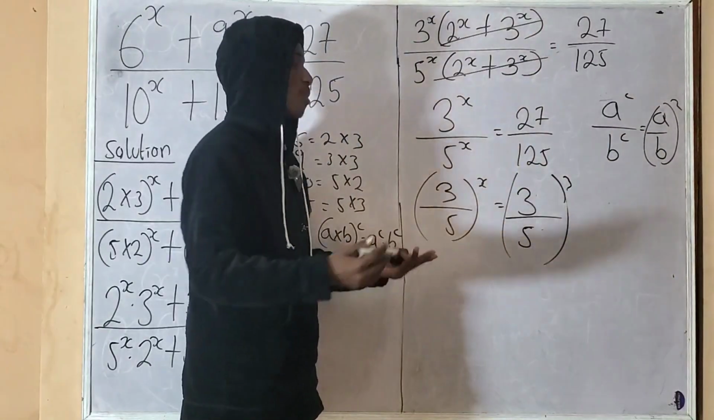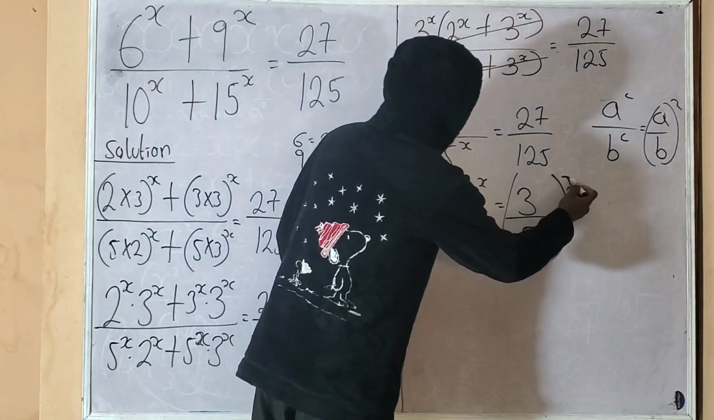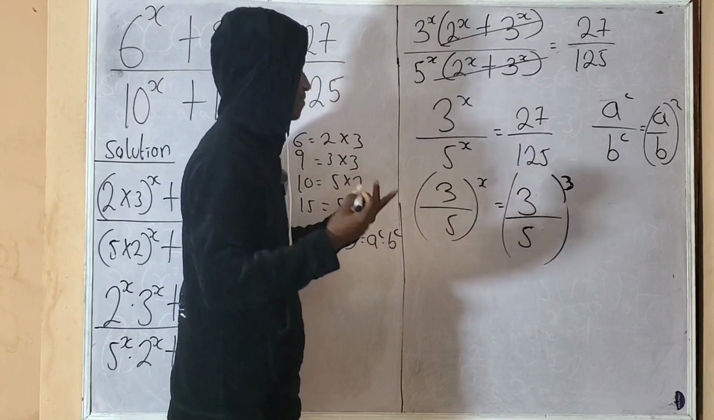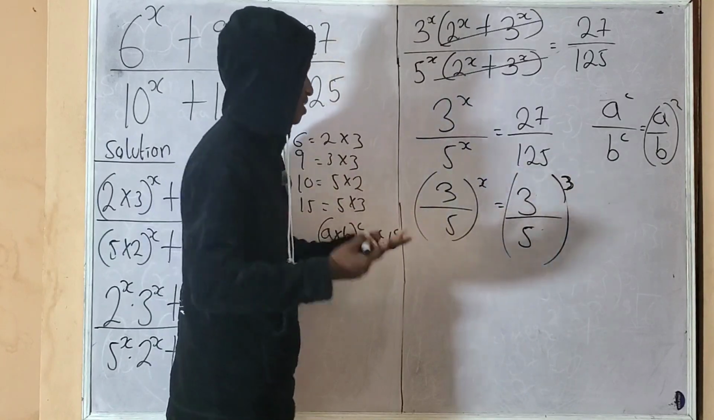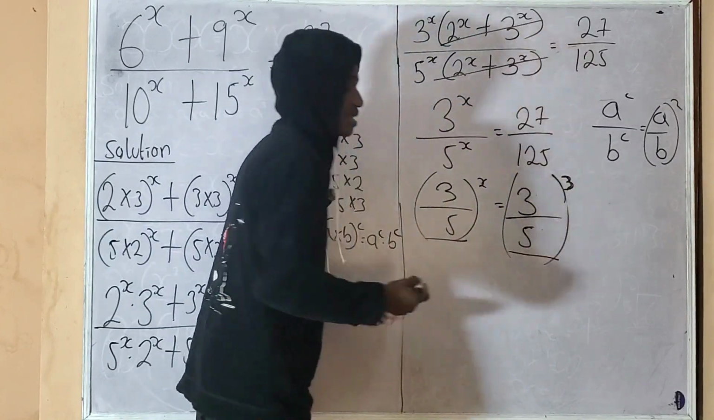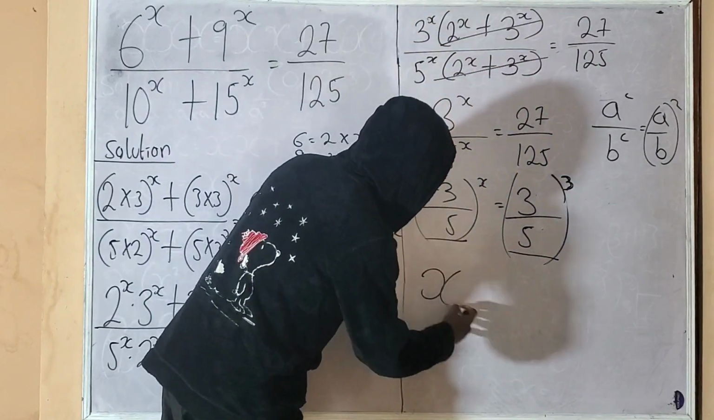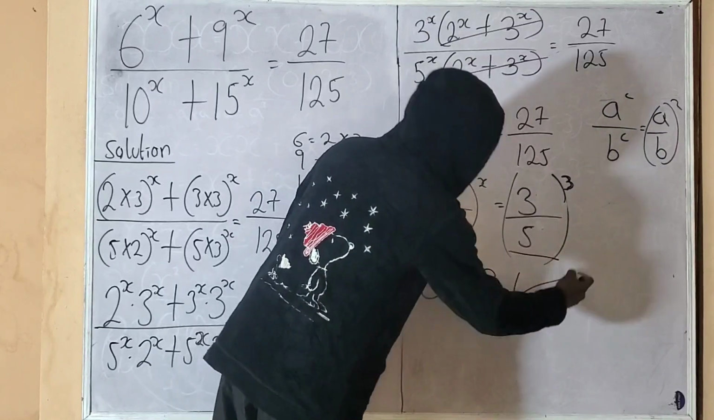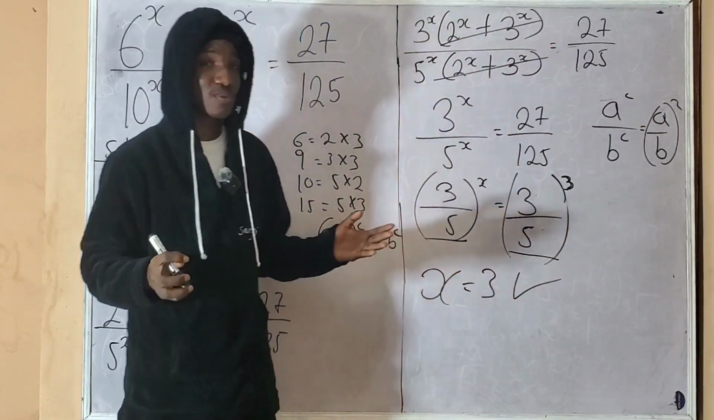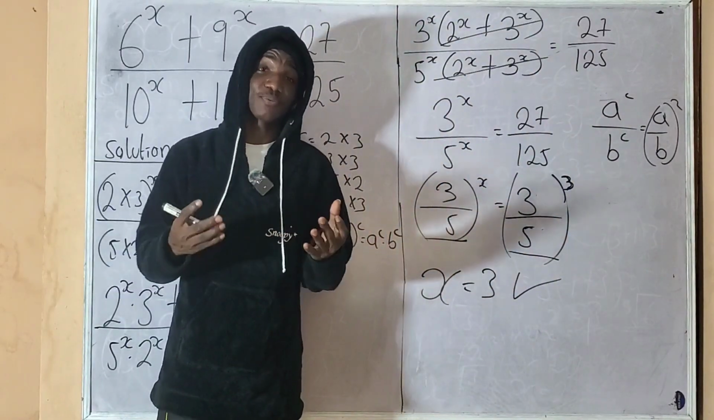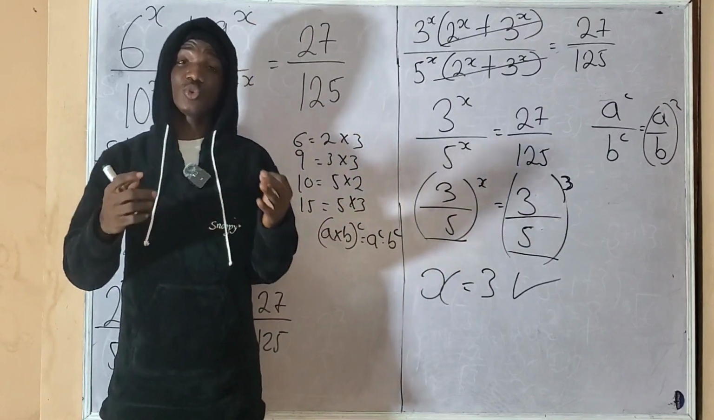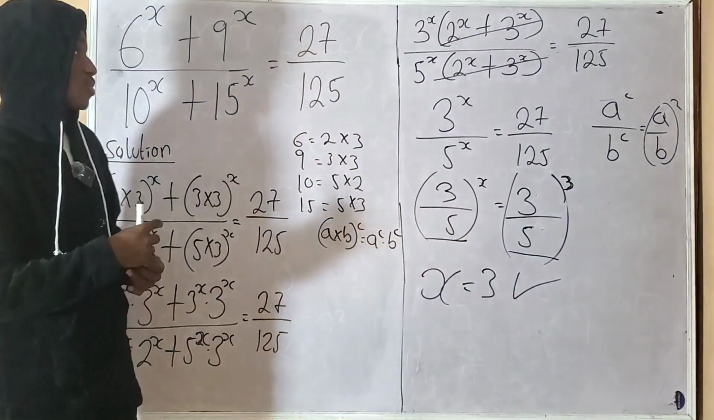So if you compare both sides of the equation, it is obvious that the value of x is what? 3. Because the bases are the same, the powers must be equal. So x is obviously equal to 3. You can see that the solution is simple. Yes, it is. It's as simple as ABC, provided that you know how to factorize and also you can think.